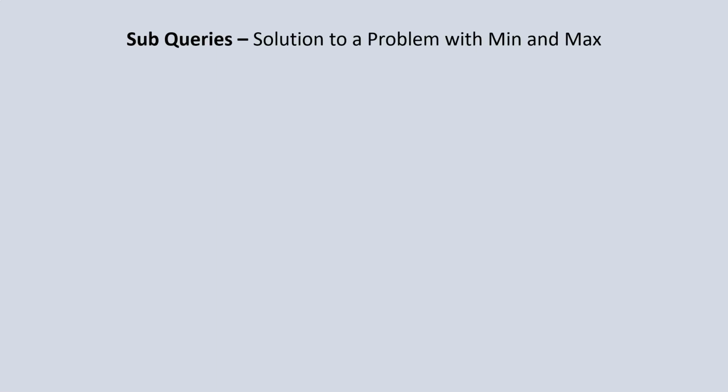The next topic is subqueries. In a previous video, we learned about the max and min functions. We used the max function to find the highest value within a column, and we also used the min function to find the lowest value within a column or within a range of values. Let's switch over to SQL Server and try out a couple of these queries again.